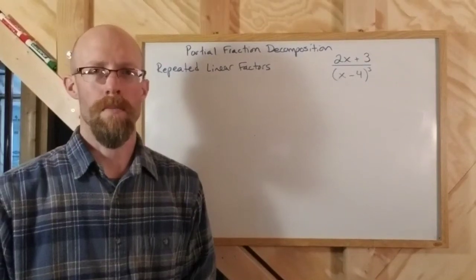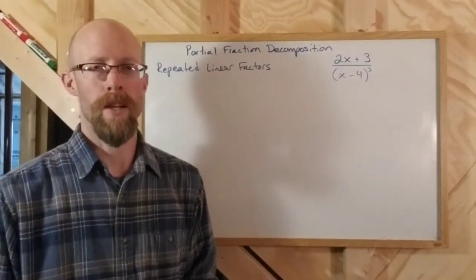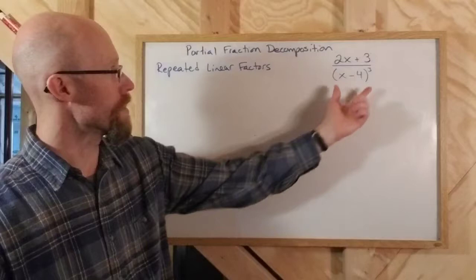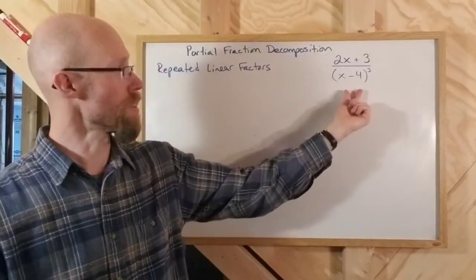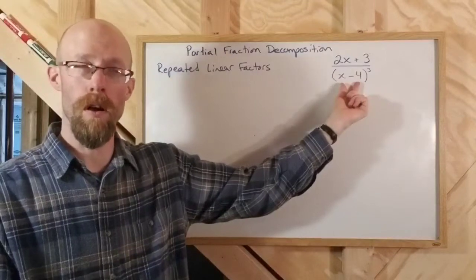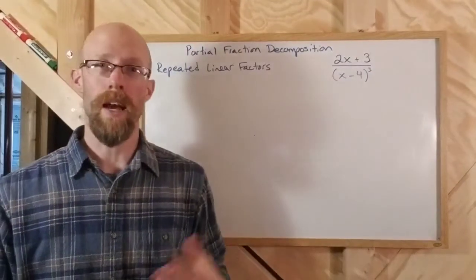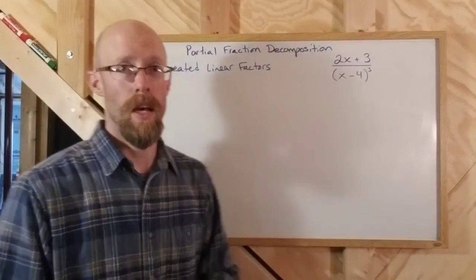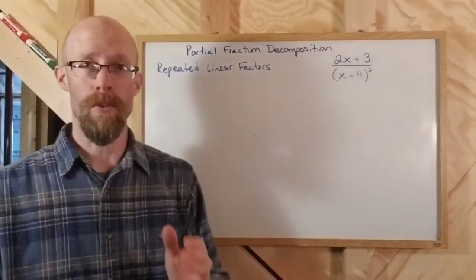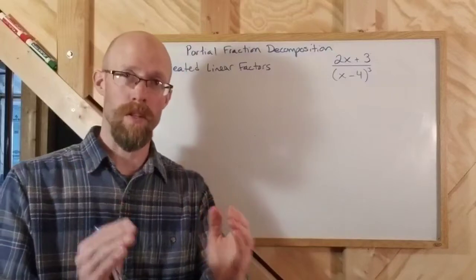In this next example, I have a rational expression, and the denominator has what we call a repeated linear factor. It has a linear factor of x minus 4, but it's repeated, meaning the exponent is greater than 1. In this case, it's 3. So what we essentially have are three factors of x minus 4 times x minus 4 times x minus 4.